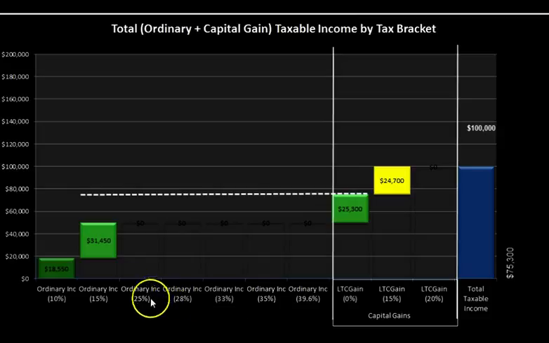So here's a client with $50,000 of ordinary income, filling up fully the 10% bracket and a chunk of the 15%. But then they recognize $50,000 of capital gain income. The first $25,000 is taxed at 0% because they're still under this line. This line represents the top of the 15% ordinary income tax bracket. So that gain goes on top here. And then once they cross over this line, the additional capital gain is taxed at a 15% rate.